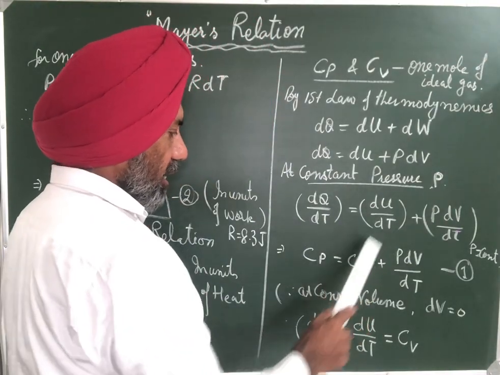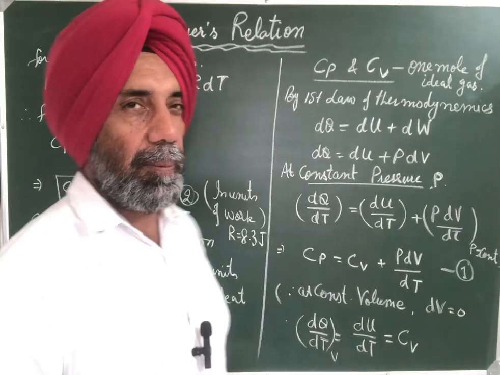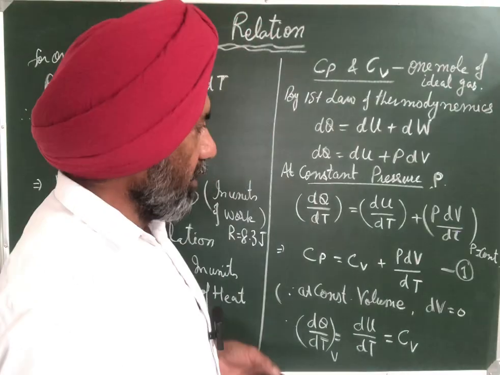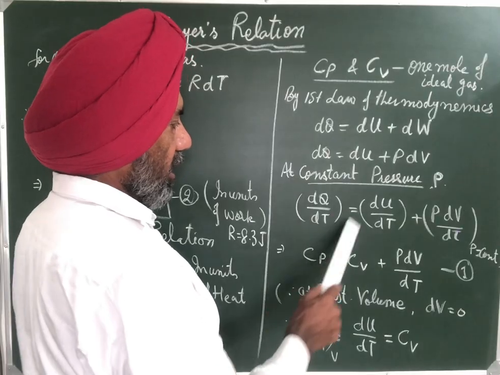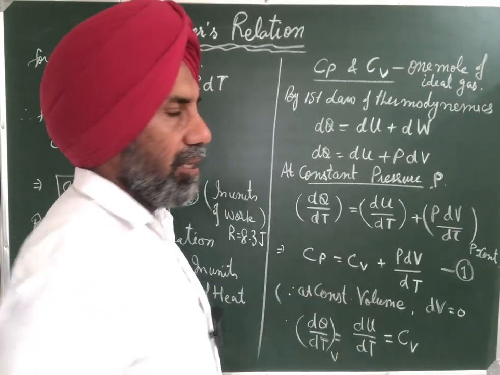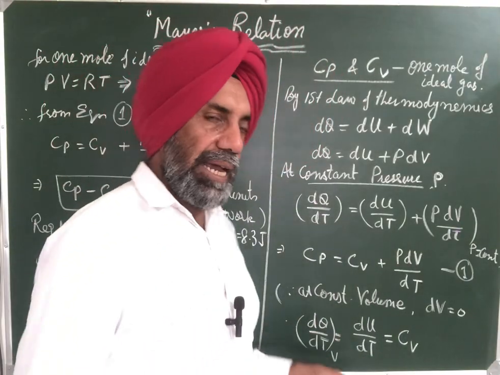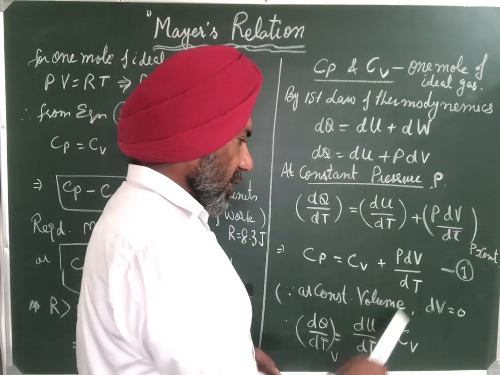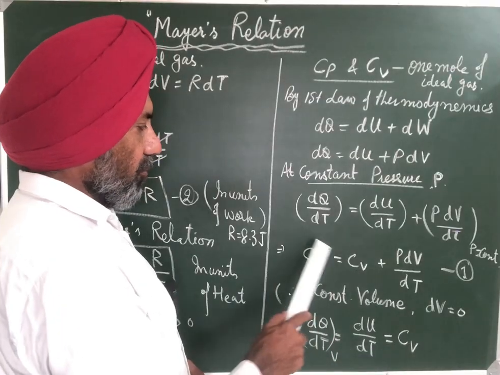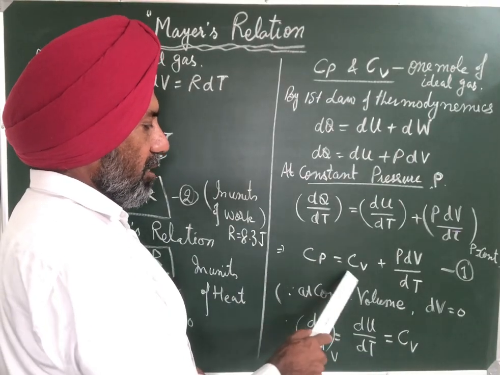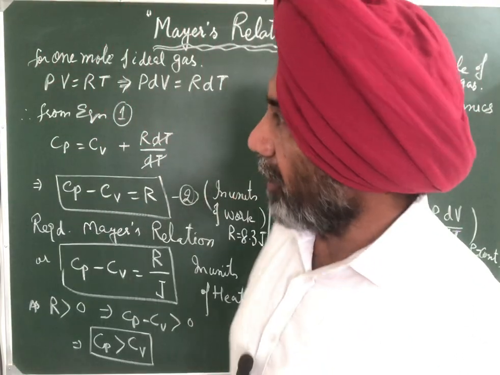Because this du by dt is nothing but dq by dt at constant volume, which is equal to Cv. By definition, when volume is kept constant, dv is 0, there is no change in volume. Therefore, dq by dt at constant volume will be equal to du by dt. So by definition, molar specific heat at constant volume is defined as the rate of change of internal energy with temperature. So Cv is equal to du by dt. Therefore we have Cp equal to Cv plus pdv by dt. So this is equation number 1.